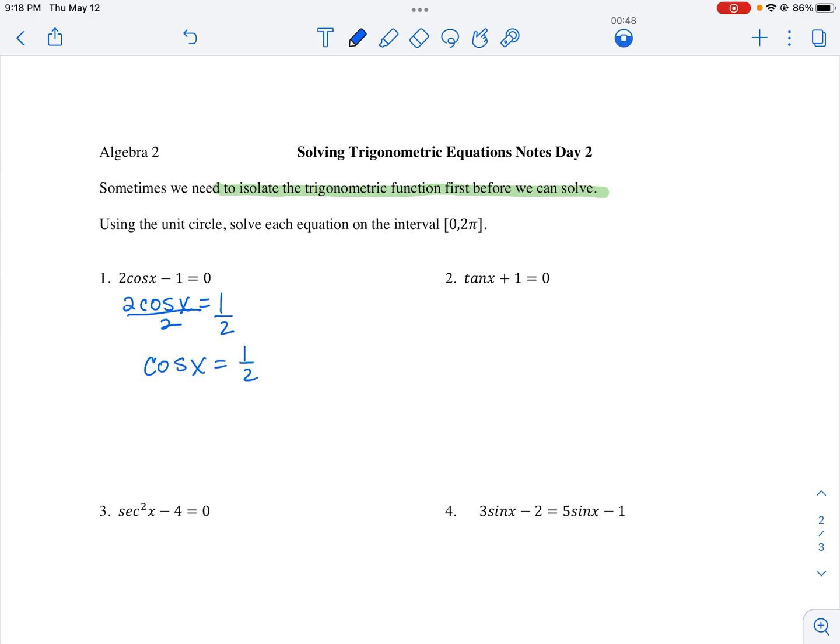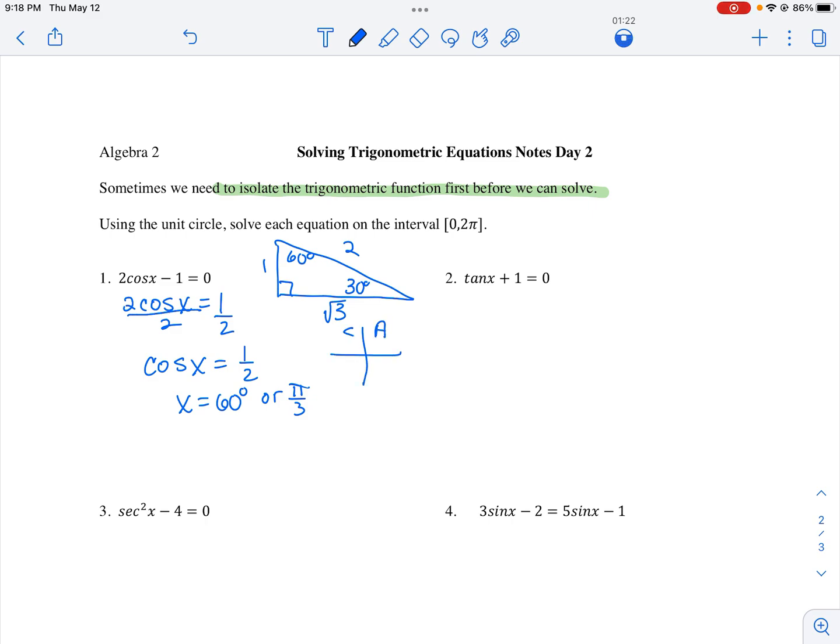All right, now you should recognize that cosine 1/2 is in a 30-60 right triangle, and I would want it to be adjacent over hypotenuse. So what angle would be adjacent over hypotenuse? If you said 60 degrees, you are correct, which is pi over 3.